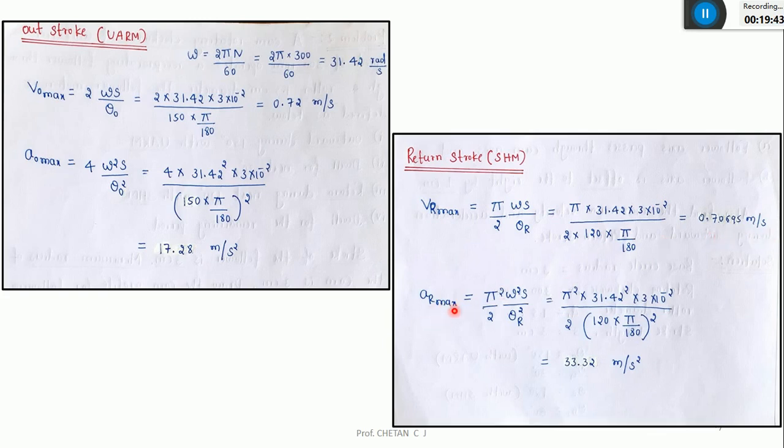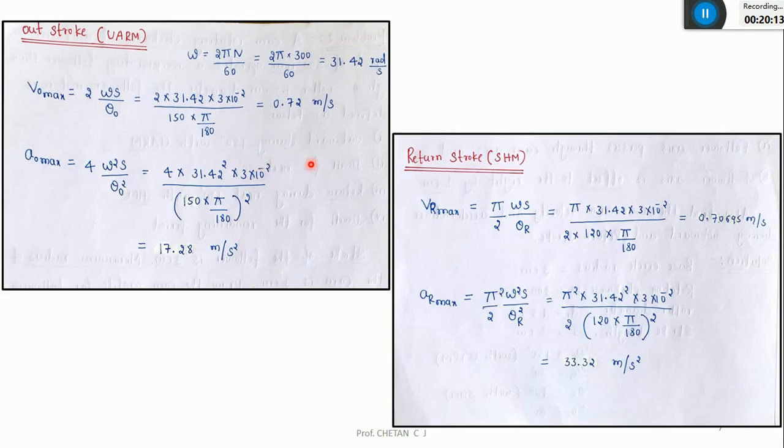After this, I'll find the maximum acceleration during return stroke, that is pi square by 2 multiplied by omega square s divided by theta r whole square. Just substitute the value of omega, the value of s, and the value of theta r, that is 120. You'll get the answer as 33.32 meter per second square, which is nothing but the maximum acceleration during the return stroke.